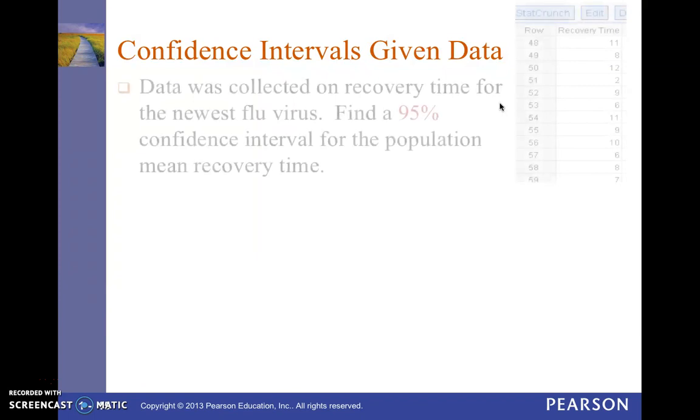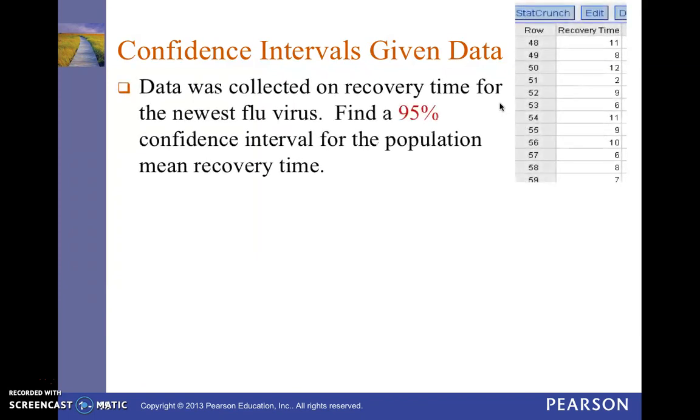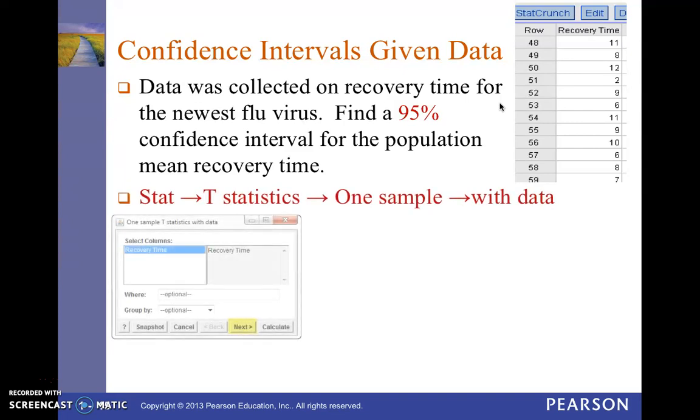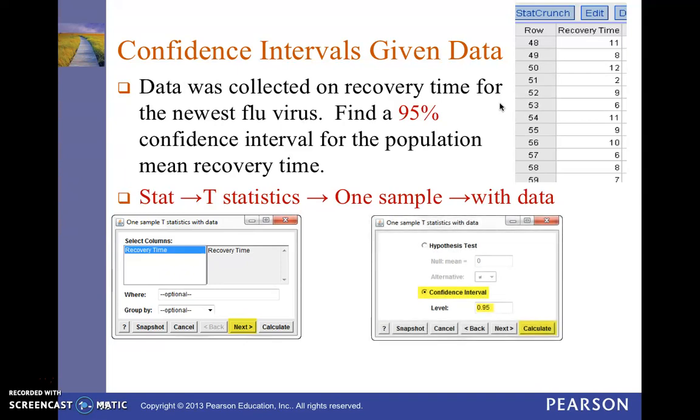If we were doing a confidence interval with a similar situation, we could do something like this: t-statistic, one sample. We set it up the same way. Notice this time we're choosing the second option, the confidence interval. And notice in the box labeled levels is where we would specify which confidence interval we want. Most of the time it's a 95% confidence interval.